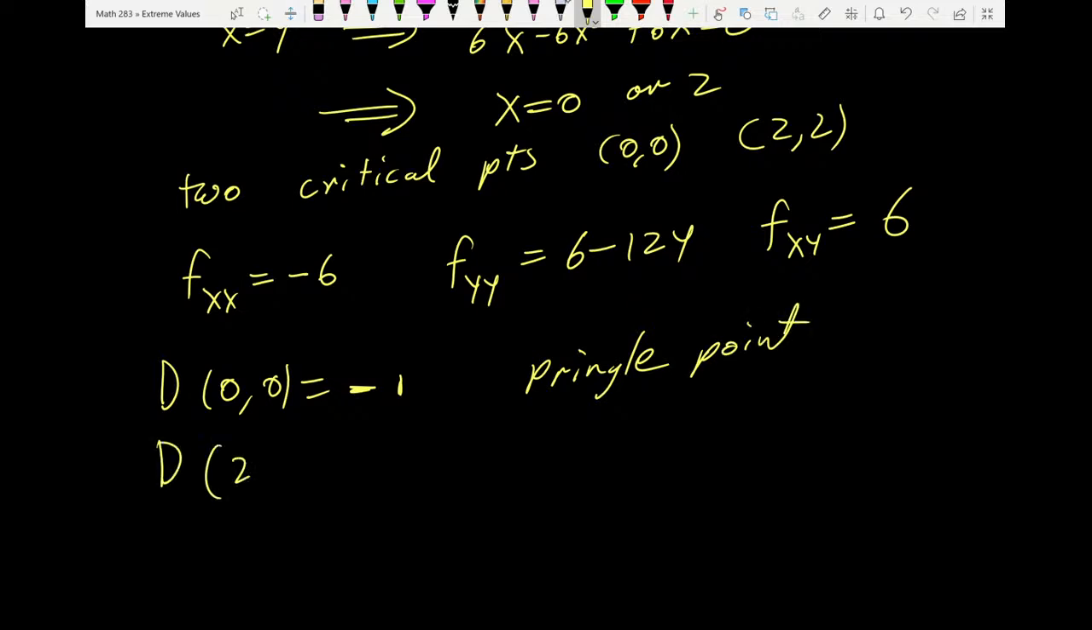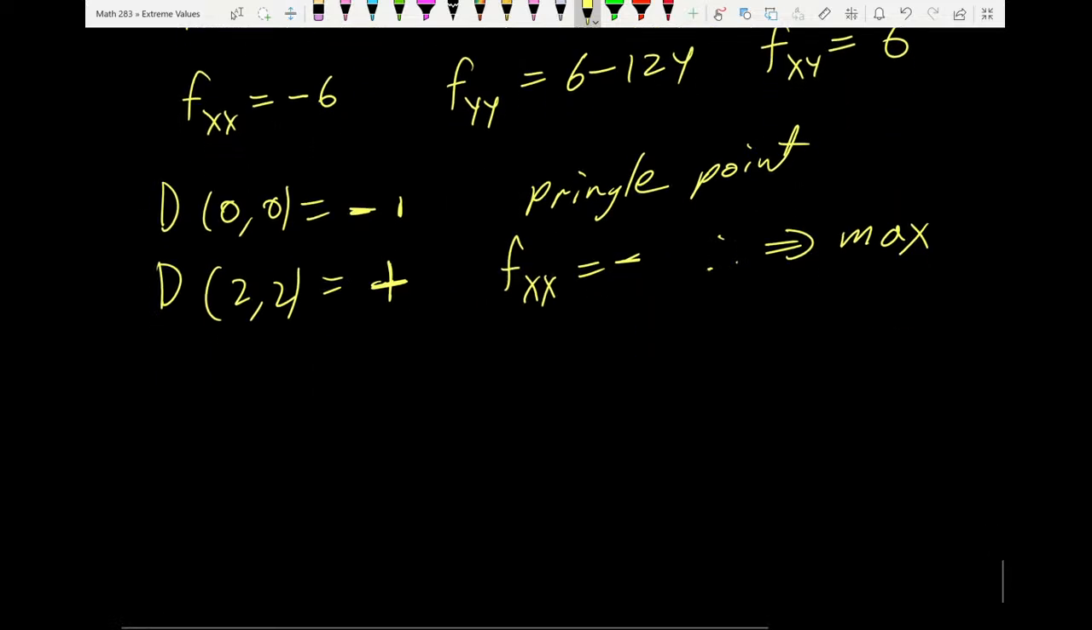And D of 2, 2, what is it? We got a positive number, right? And then f sub xx in this case is negative, so therefore it tells us what? That's a max. So f of 2, 2 in this case becomes what, Chris? Where do you plug it in? There you go. And what is that?